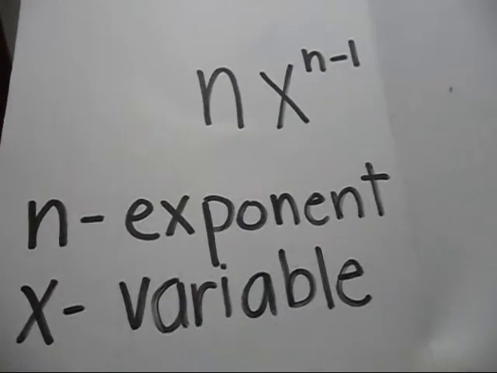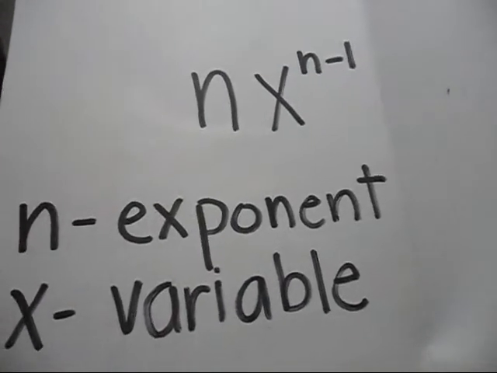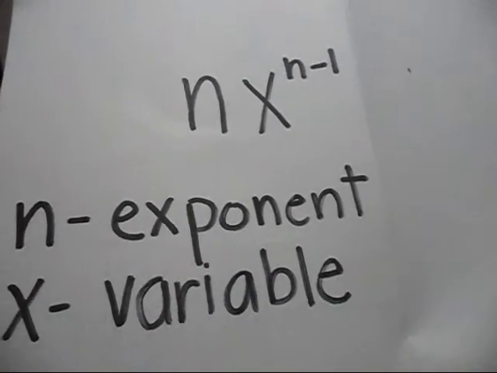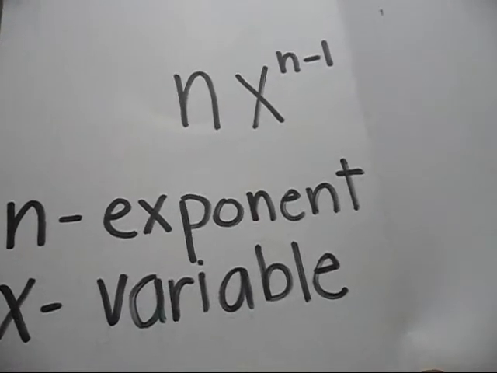Here is the formula of the power rule: nx raised to n minus 1, where n is the exponent and x is the variable.